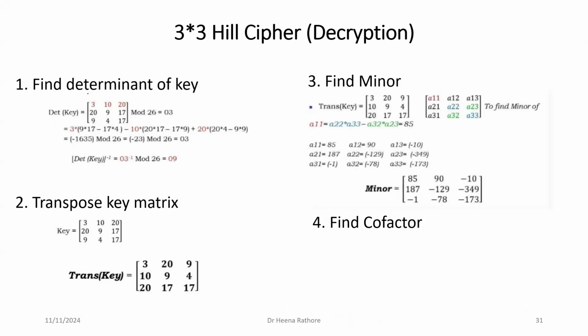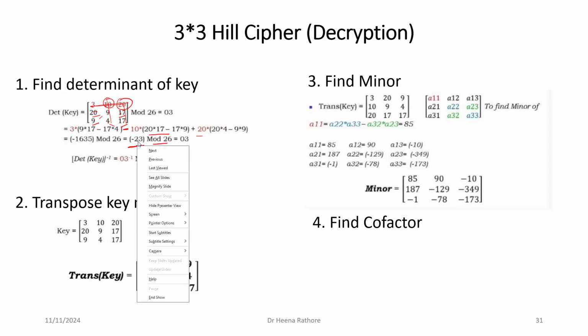Here is the determinant value for a 3 cross 3 matrix. In this case, the determinant value would be: take the first element and multiply the diagonal elements, which is 9 times 17 minus 4 times 17, then negative, then take the second one and hide this part and do 20 times 17 minus 17 times 9. You will get the second value, plus, then you will take this element 20 and multiply 20 times 4 minus 9 times 9. So in the end, you are getting negative 23 mod 26.